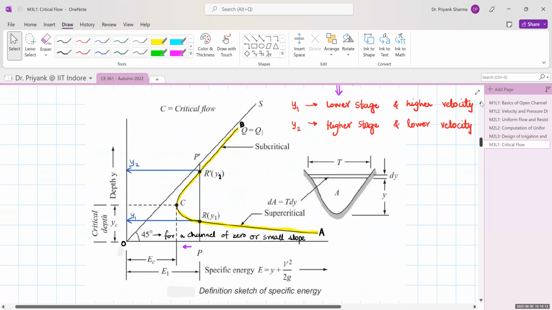So if we draw a curve of specific energy versus the depth, we get this kind of variation. So let us understand that. So this is your specific energy curve. So this is a given channel cross section. We take a small elementary width dy. This is your flow depth y. This is the top width. This is the area of flow.